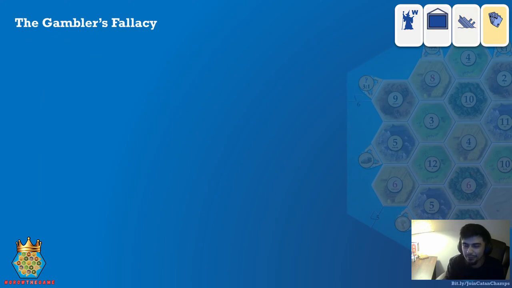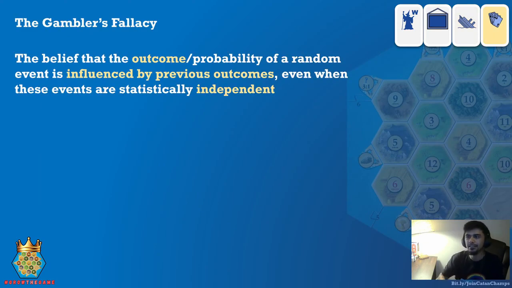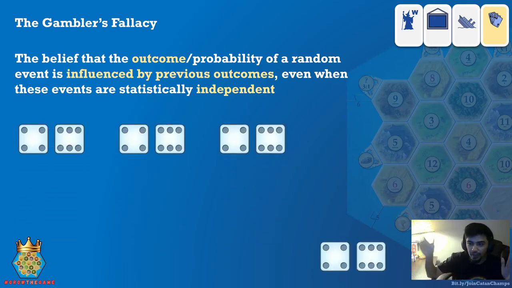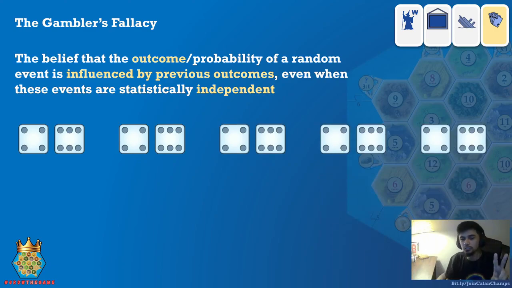All right, the gambler's fallacy, the last one here. So this is the belief that the outcome or the probability of a random event is influenced by previous outcomes, even when they shouldn't be. So this is basically saying the roll of the dice, right? Let's say there's 5 10s in a row. There's 2 common thoughts here.